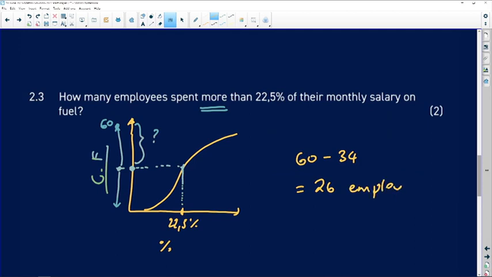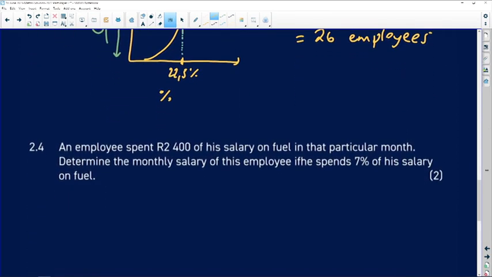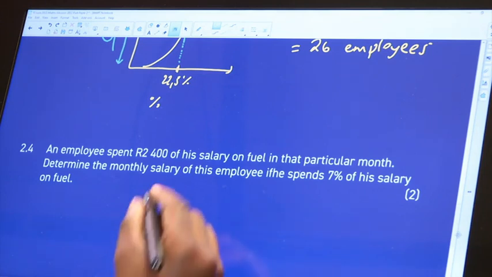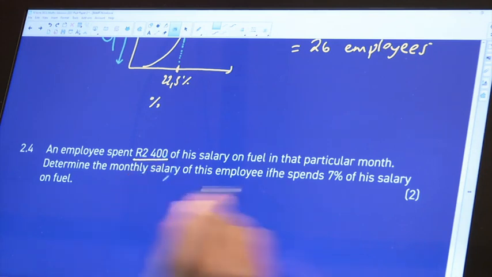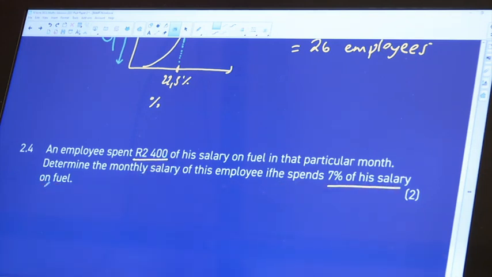Okay. Now, question 2.4. Question 2.4 says an employee spent 2,400 of his salary on fuel in that particular month. Determine the monthly salary of this employee if he spends 7% of his salary on fuel. Okay, cool. So somebody spent 2,400 and it turns out that 2,400 is 7% of his salary. Okay, now we just have to find how much does this person earn.